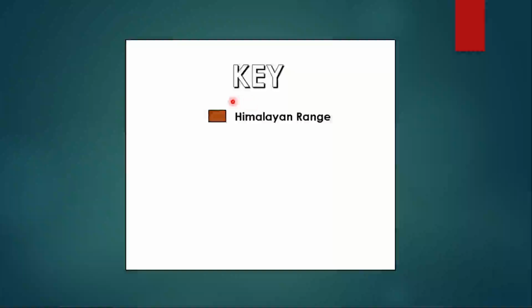Now before filling the map, we are going to learn about an important part of the map which is called the key. The key tells us about the marked areas in the map. For example, we are going to do shading in the map. We are going to fill the Himalayan range in the map by shading, and in this key, we are going to show that the shaded part of the map is the Himalayan range.